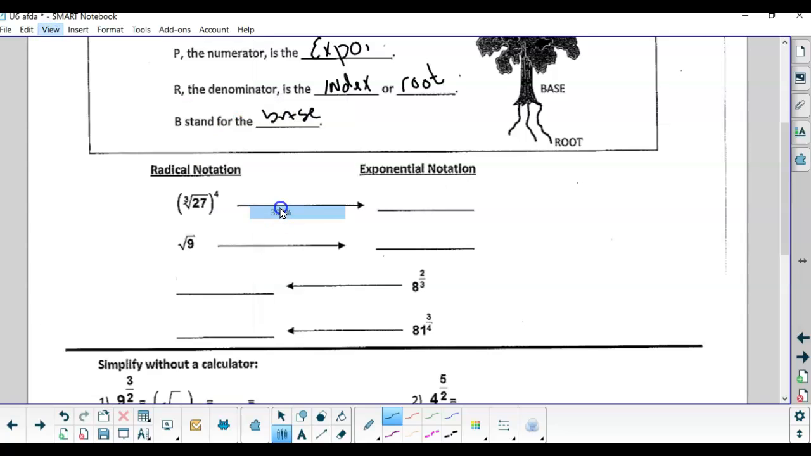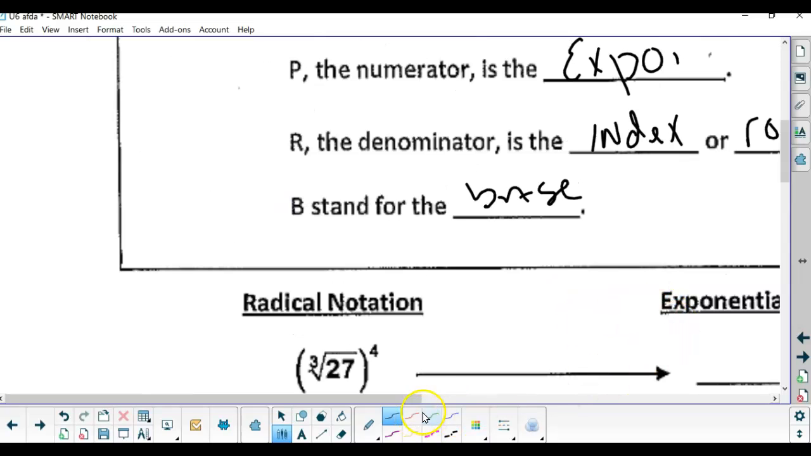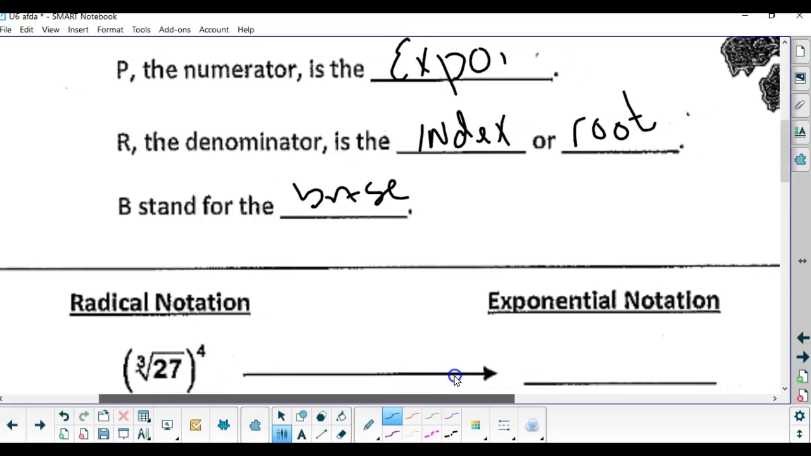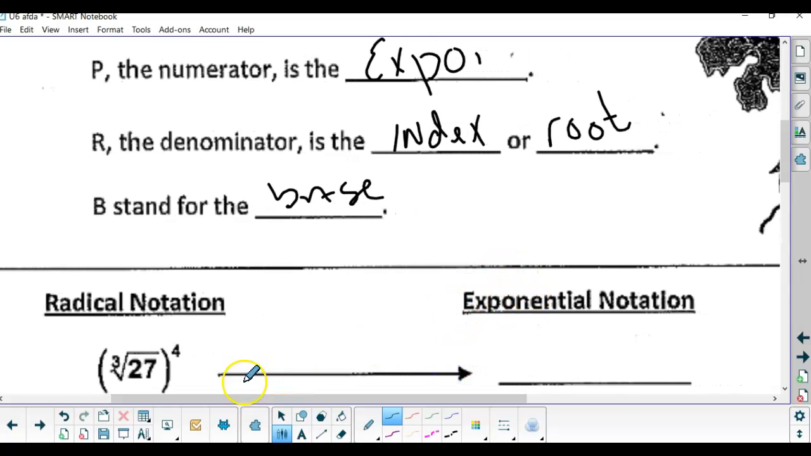Give myself a little more space to write here. Okay, so if I have the cube root of 27 to the fourth power, we want to write it in exponent form. I'm not asking you to solve it at this point. We're just asked to rewrite in fraction notation. So the exponent goes to 4, the index goes to 3. So that's 27 to the 4/3 power.